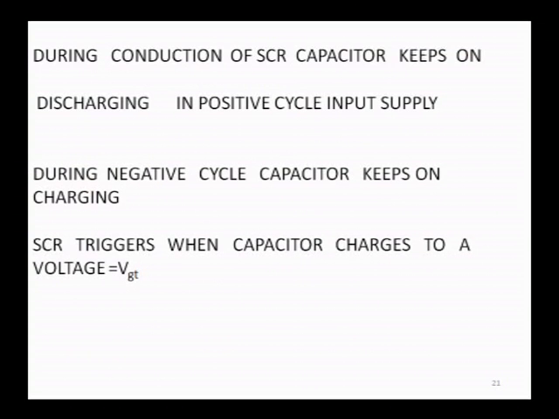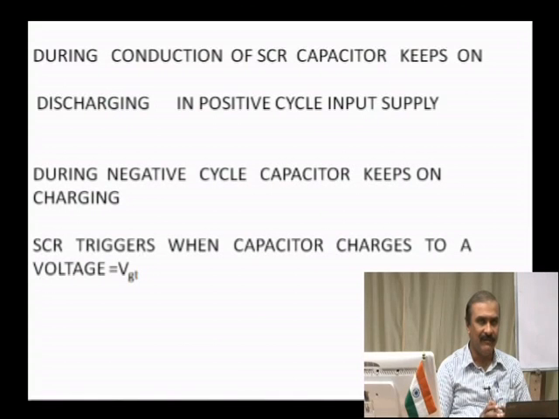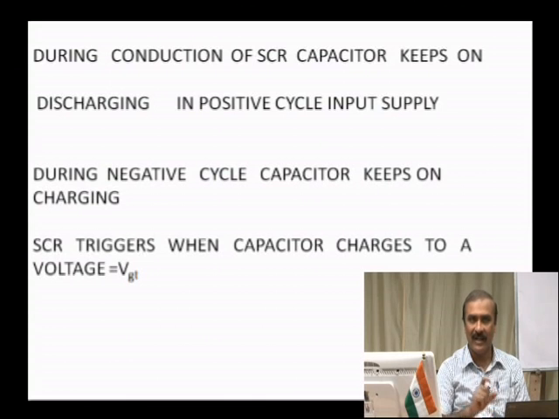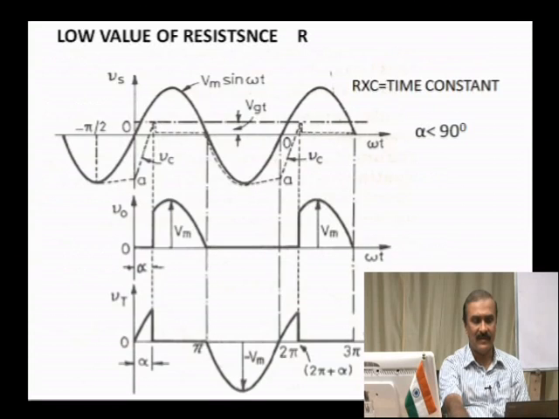Now, during conduction of SCR, capacitor keeps on charging. See, these points you have to follow very carefully if you want to understand the RC firing circuit. So, during conduction of SCR, capacitor keeps on discharging in the positive cycle. During the negative cycle, capacitor keeps on charging. So, SCR triggers when the capacitor charges to a voltage equal to VGT. So, these are the important points to understand how this SCR RC circuit behaves.